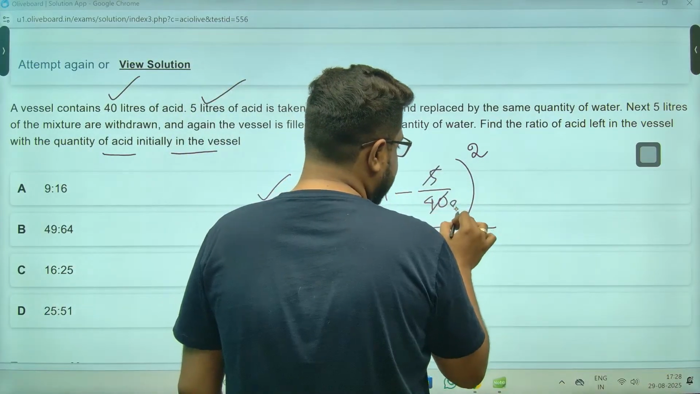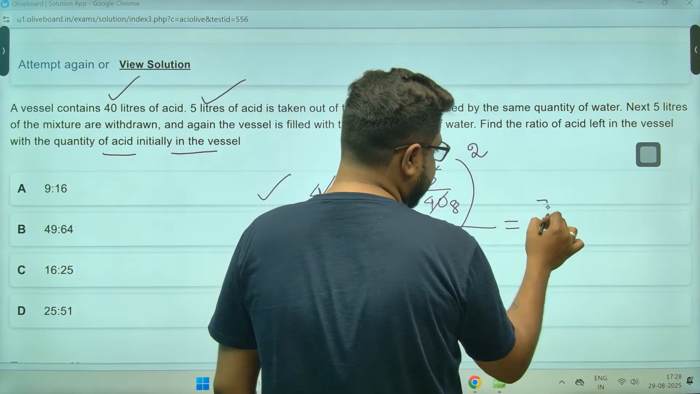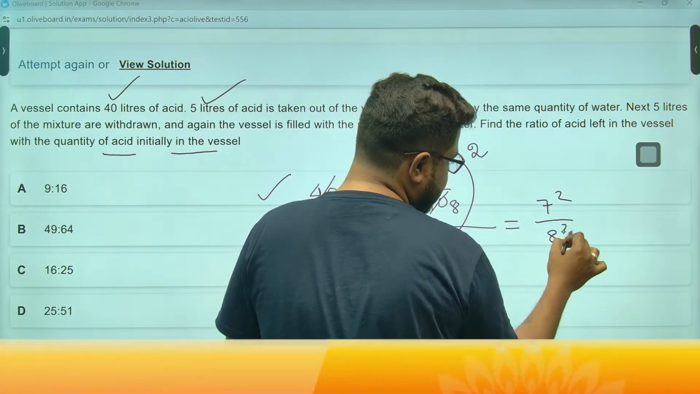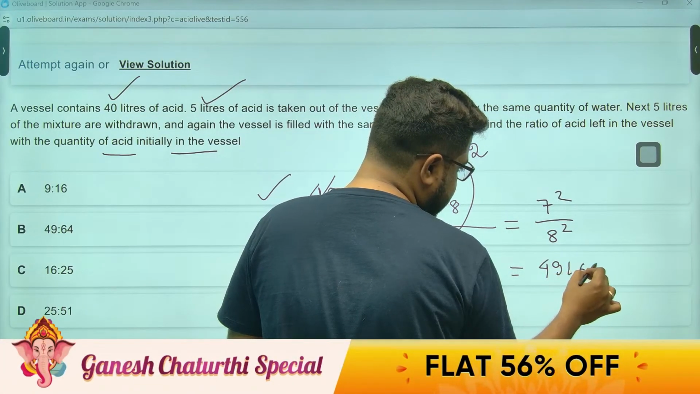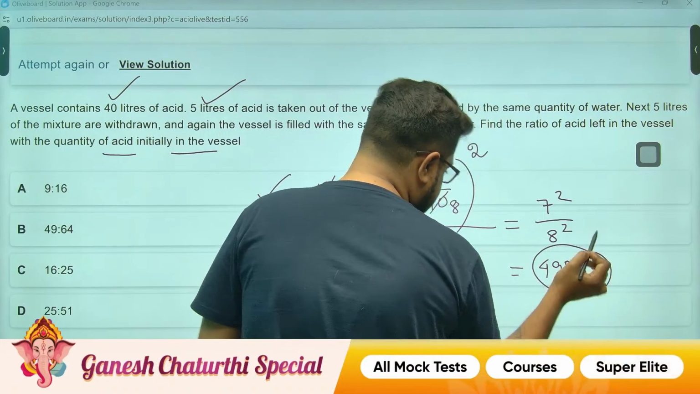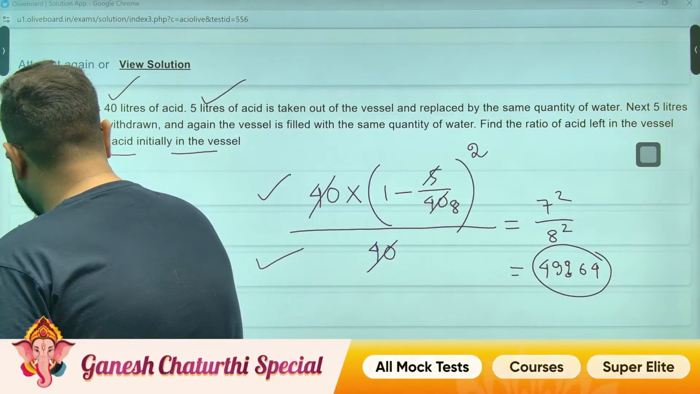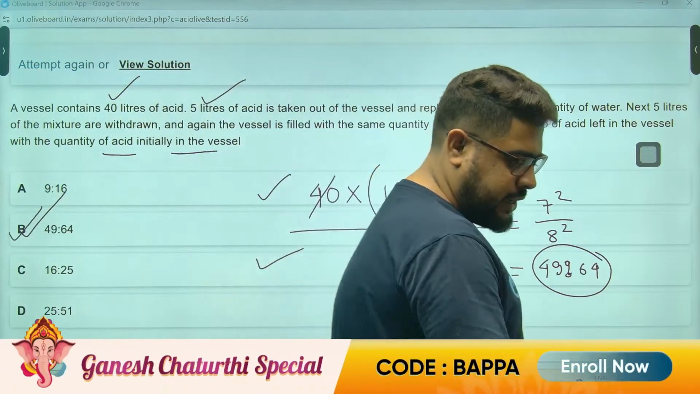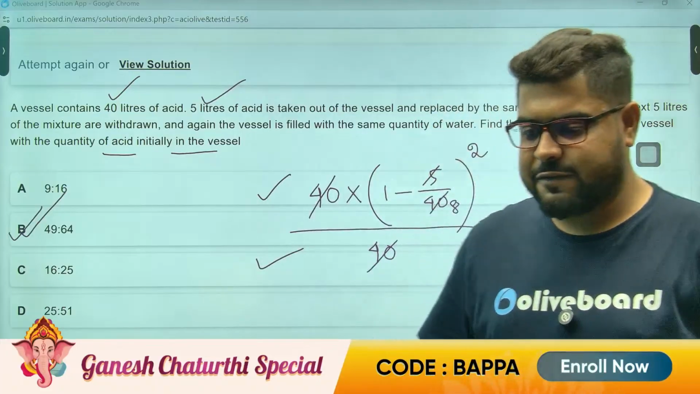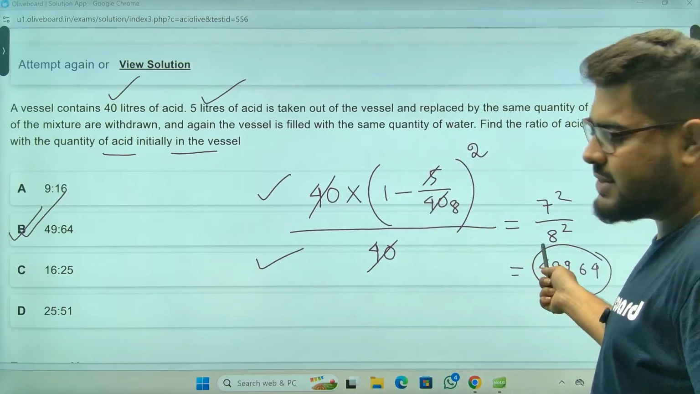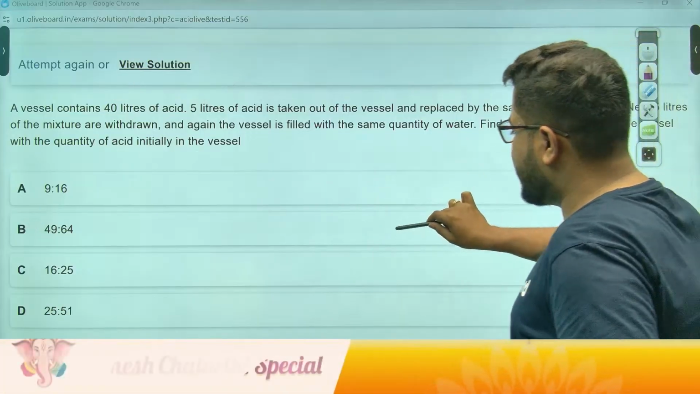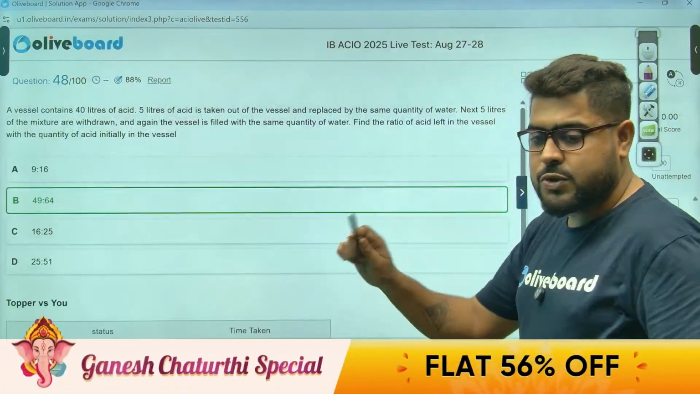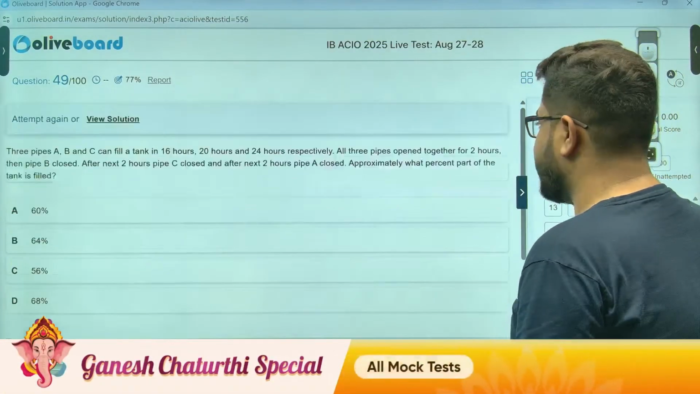So this is 8. 8 minus 1, 7 square by 8 square is the answer. You just calculate, that is 49 ratio 64. Option number B is most definitely your correct answer. You see, 2 lines at max. If you want to go by ratio, that method I've also shown you without this formula.